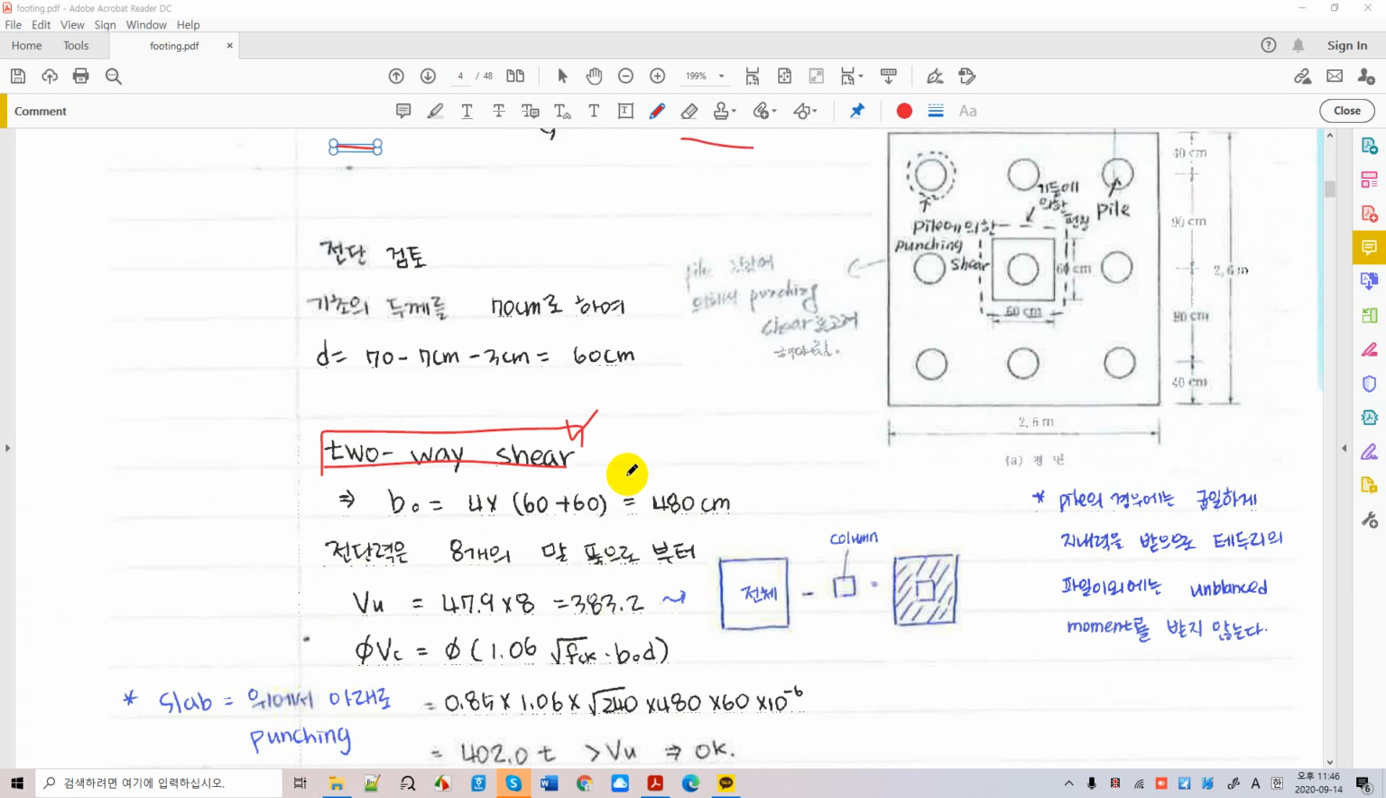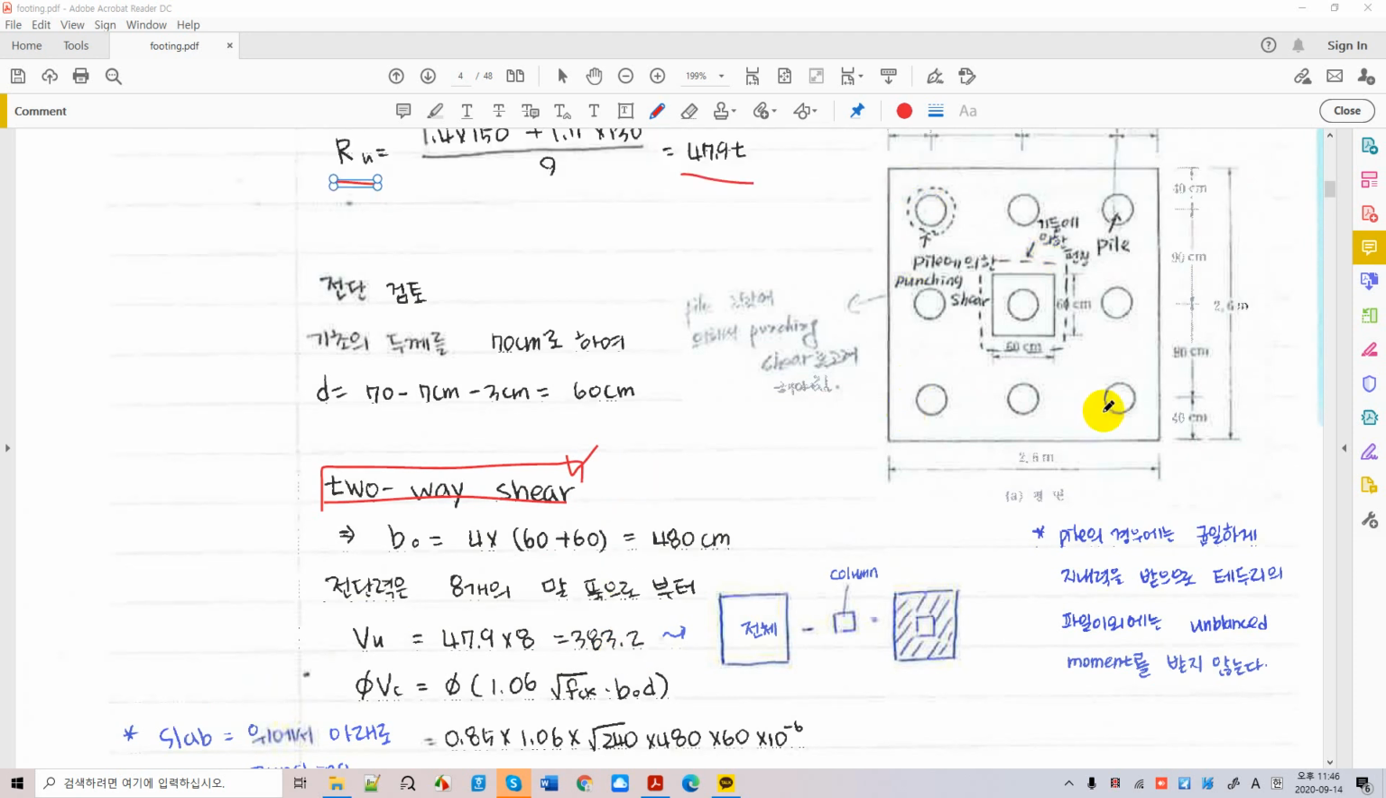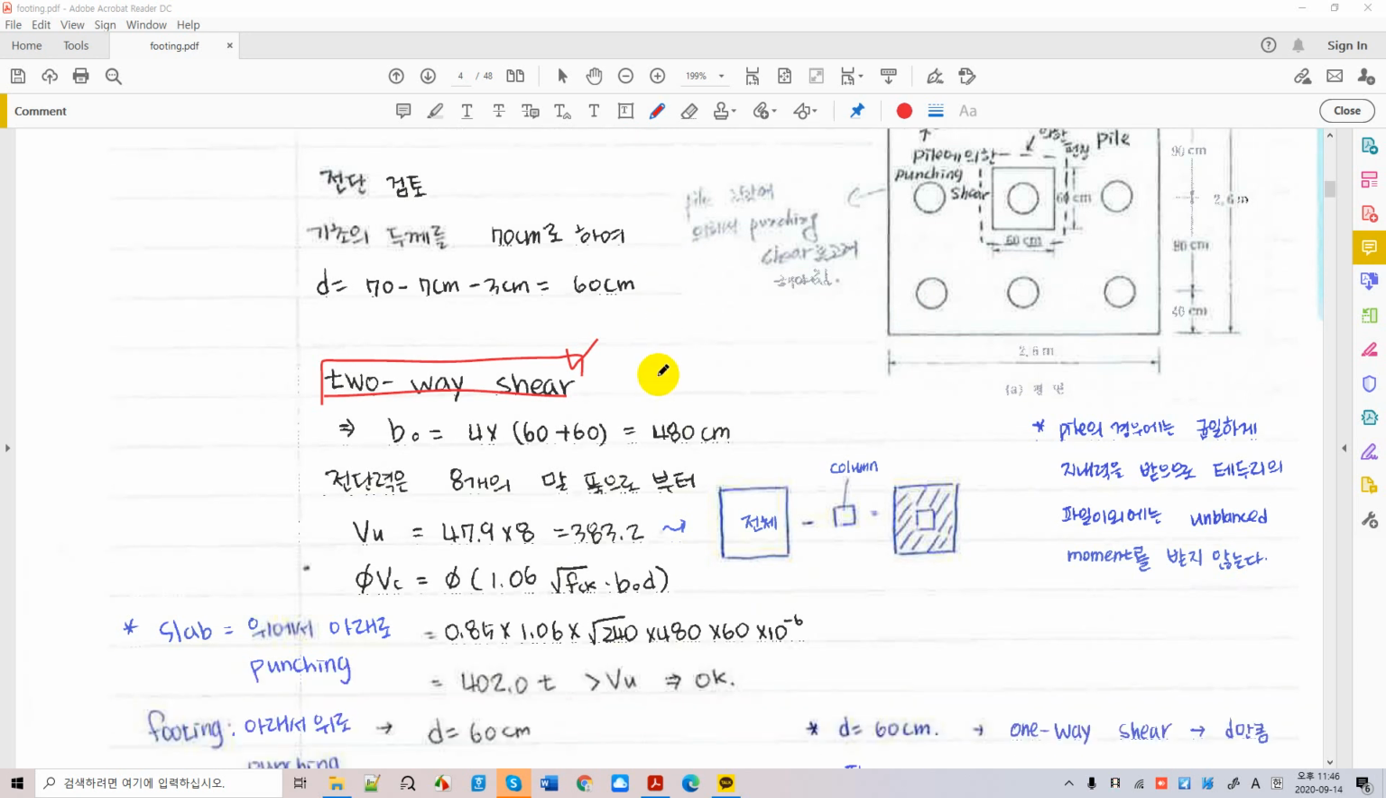And now we have to calculate the two-way shear capacity, and it is exactly similar to the one we saw for slabs and shallow foundations as well.